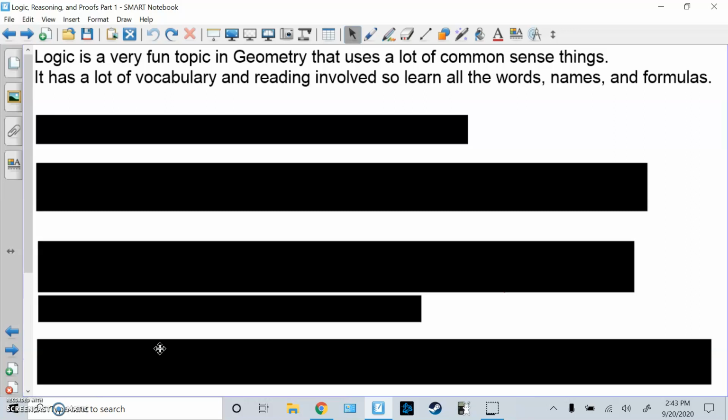So logic is a very fun topic in geometry that uses a lot of common sense. It does have a lot of vocabulary and reading involved, so make sure you learn all the words, names, and formulas. There will be very little math calculations here.